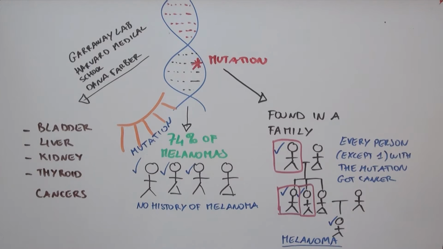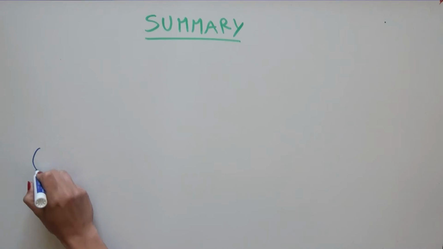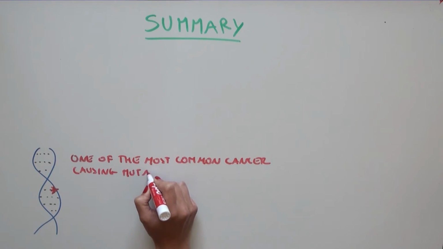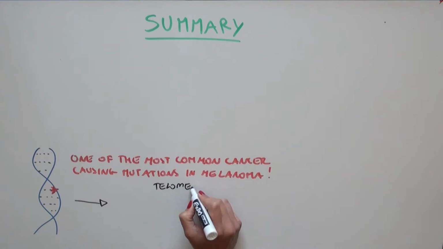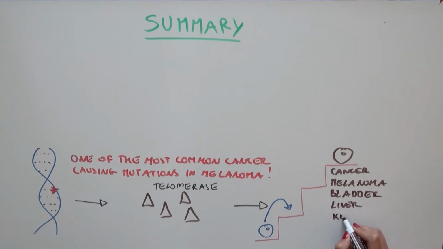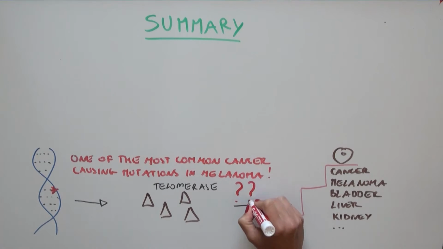So what did this study show? These scientists identified one of the most common cancer-causing mutations in melanoma, a mutation that increases telomerase and drives cancer development of all sorts of cancers. Although it still remains to be seen exactly how telomerase drives cancer development.